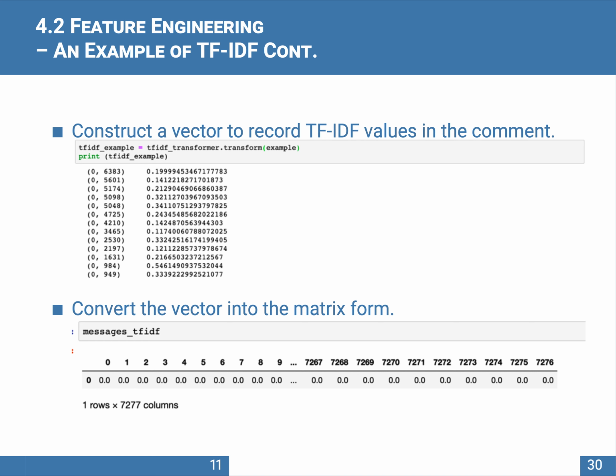And the third step, we need to construct a vector to record TF-IDF values in the comment. The words that do not occur in the comment are assigned 0 TF-IDF values. And lastly, we need to convert the vector into the matrix form. The words with 0 TF-IDF values will be filled with 0 in the matrix.